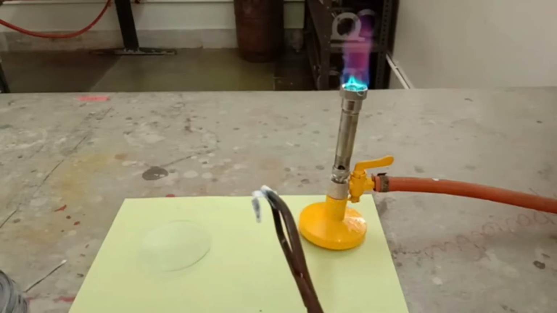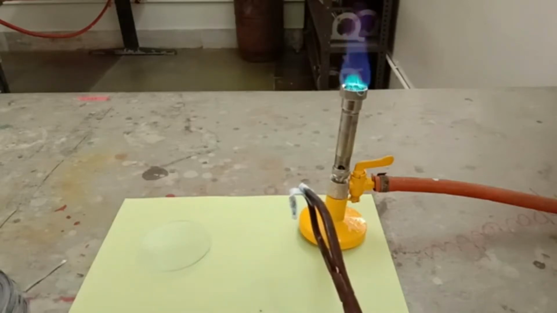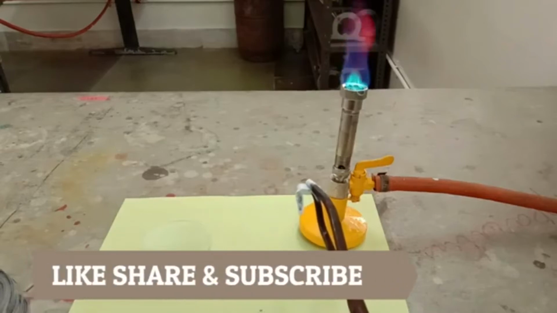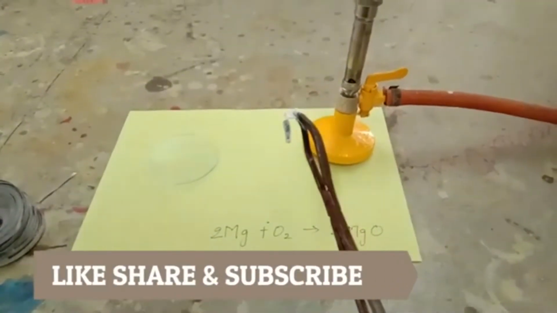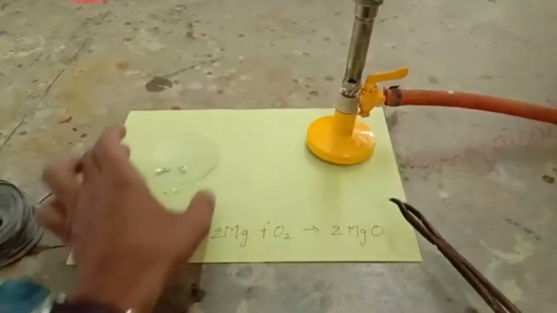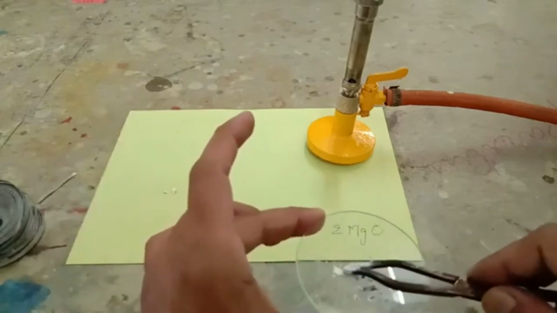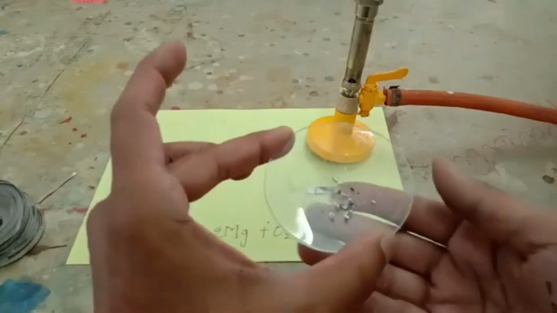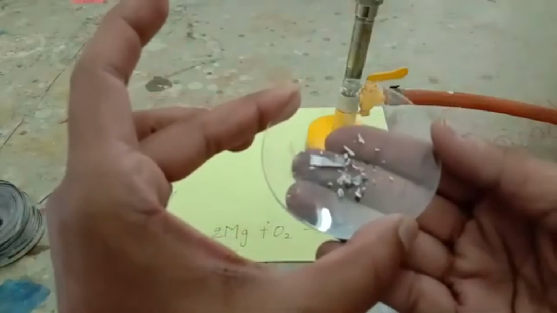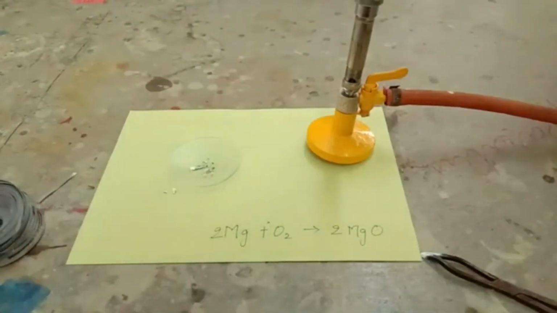Now, as the reaction is completed, you can see that this white color thing is being produced. This white color is nothing but magnesium oxide. Let's try to break it. This is a white color powder. This white color powder is nothing but magnesium oxide. So as you saw, magnesium burns with a dazzling white flame.